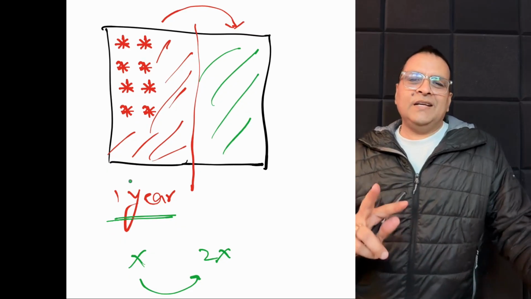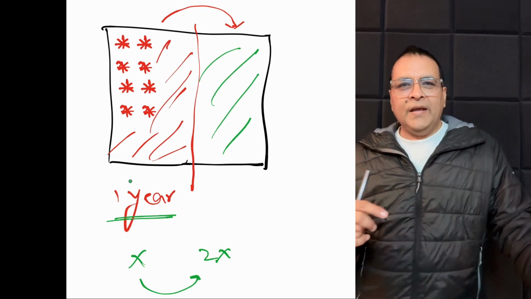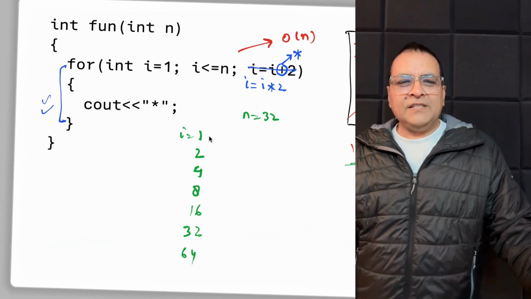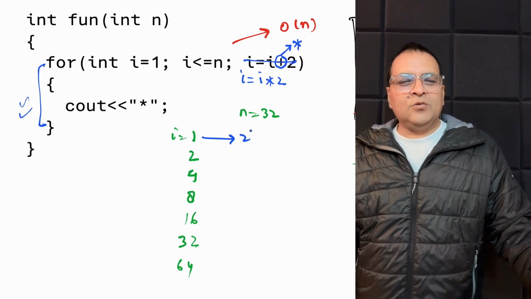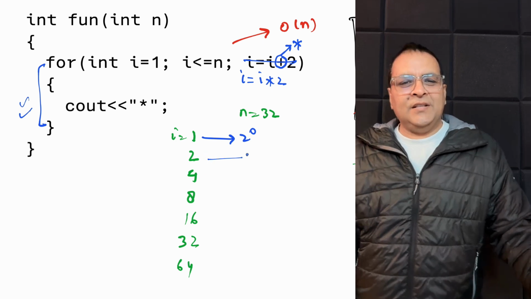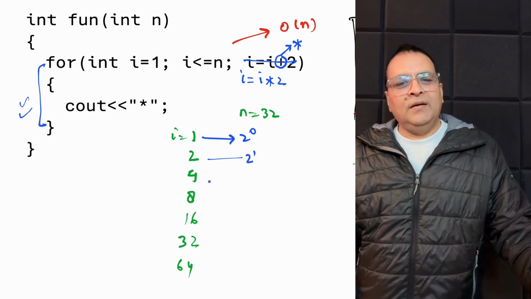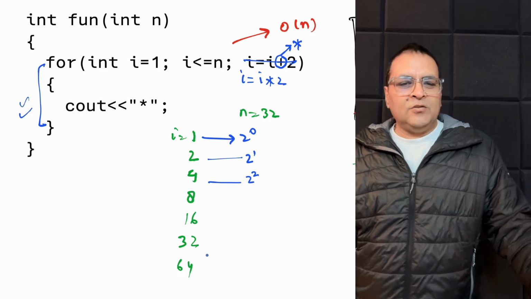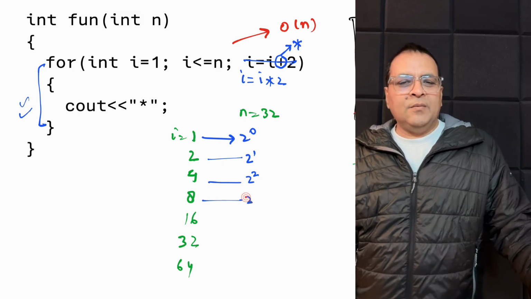This kind of growth is exponential growth, when a variable is multiplying itself for every iteration of the loop. In the first iteration, the value of the variable is 2 raised to the power 0. In the second iteration, it is 2 raised to the power 1. In the third iteration, it is 2 raised to the power 2, and so on. In the kth iteration, it will be 2 raised to the power k minus 1.